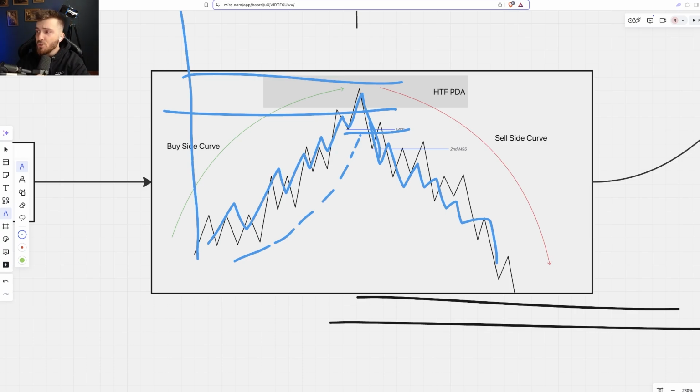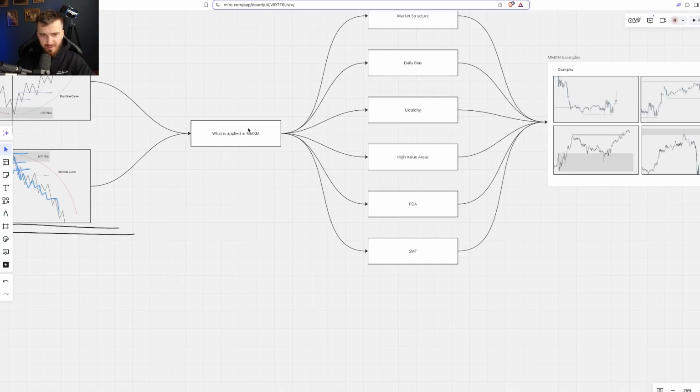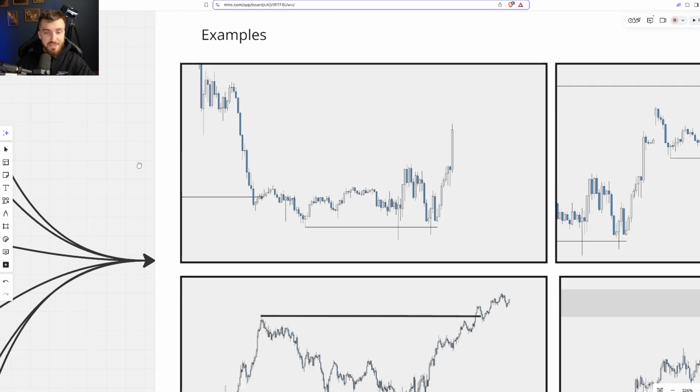You will see your trading will completely change once you do that. Right? So that's market maker models for you. Everything is applied in market maker models. And again, let's quickly see some examples.